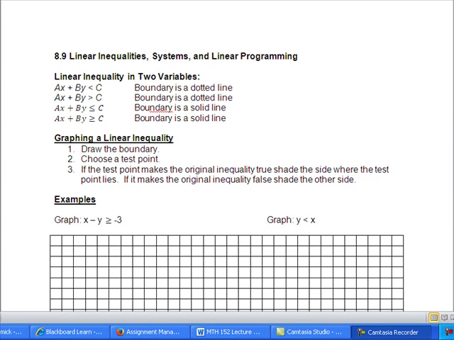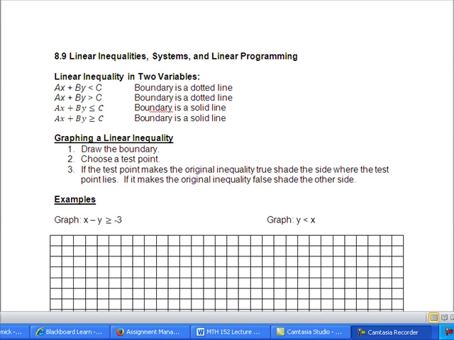Today we're taking a look at section 8.9 on linear inequalities, systems, and linear programming. First of all, a linear inequality in two variables can be written in one of these forms: ax plus by is less than c, ax plus by is greater than c, ax plus by is less than or equal to c, or ax plus by is greater than or equal to c.